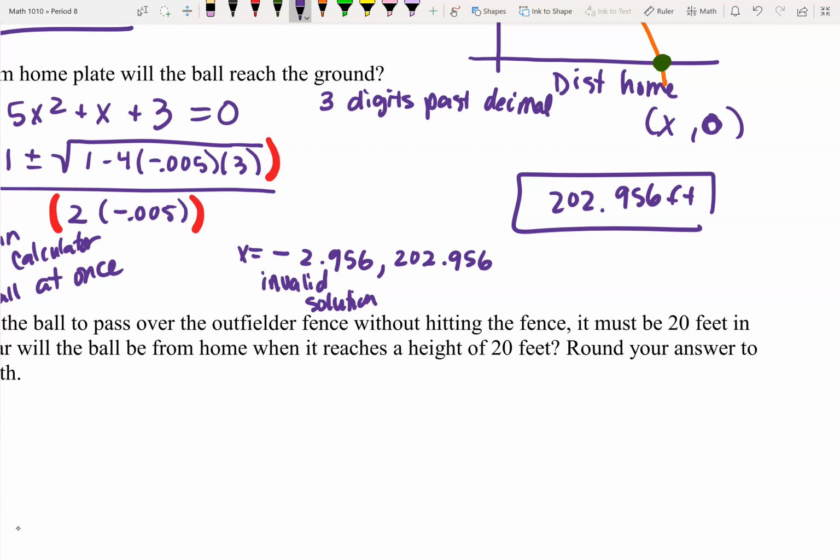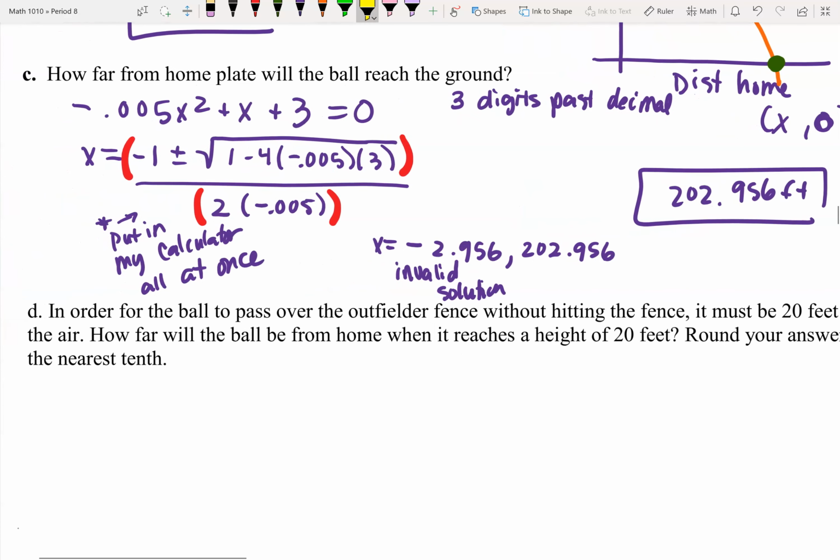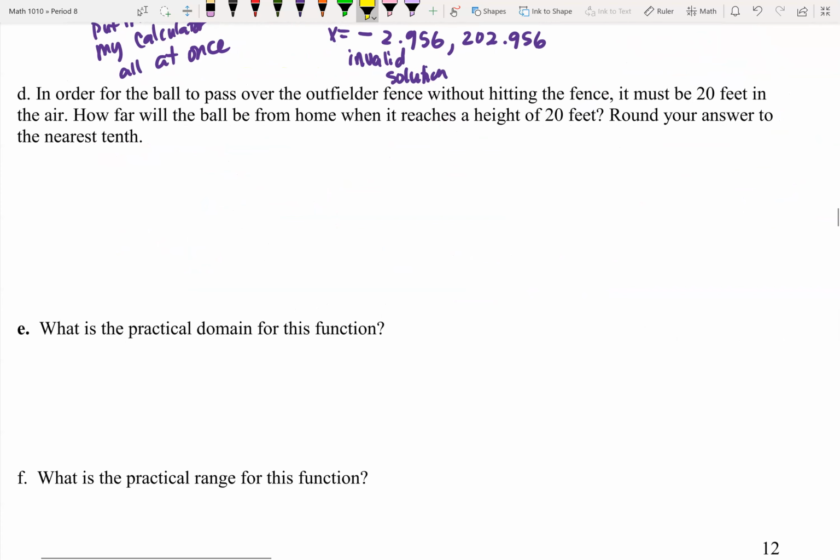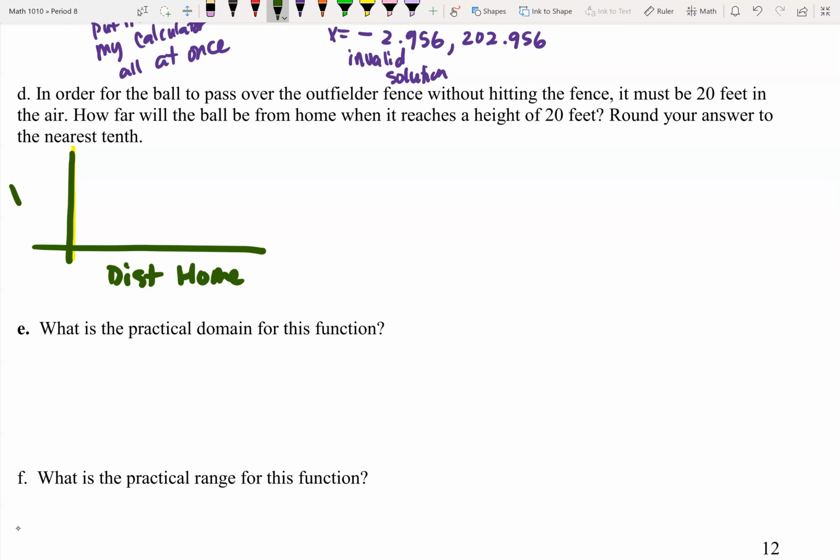Can I check my answer? Tell me that. Can I check it? You store it, you plug it back in there, and you better get a 0. Okay, question D. In order for the ball to pass over an outfielder fence without hitting the fence, it must be 20 feet in the air. So let's draw a picture. Here is the XY axis. This is distance from home. This is height. The ball gets hit, and it comes up, and it goes like that.